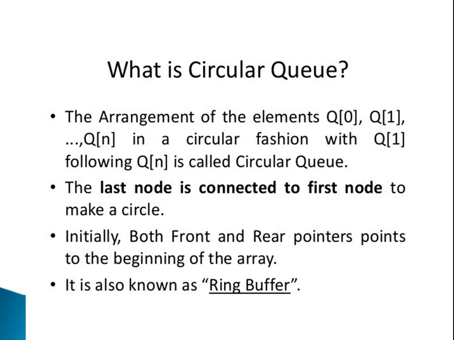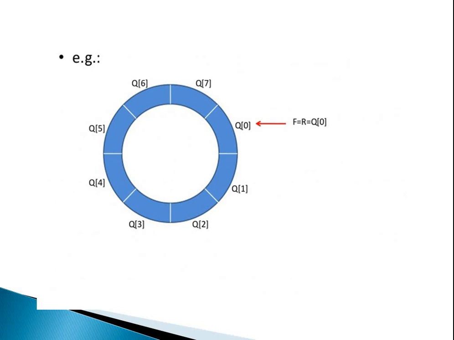Initially, both front and rear pointers point to the beginning of the array, and this entire process is known as a ring buffer. In that case, the condition is that the last element always follows the first element. You can see here it will become a circle, right? So here this is the zeroth element, then first element, 2, 3, 4, 5, 6 and 7. But again, the last element always follows the next element. So this is the entire concept behind the circular queue.